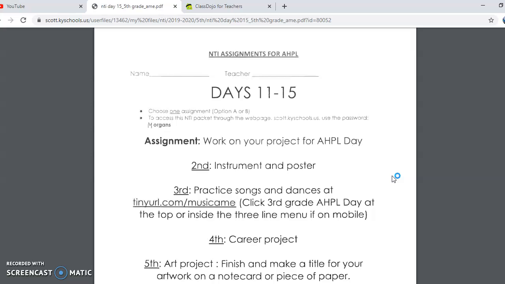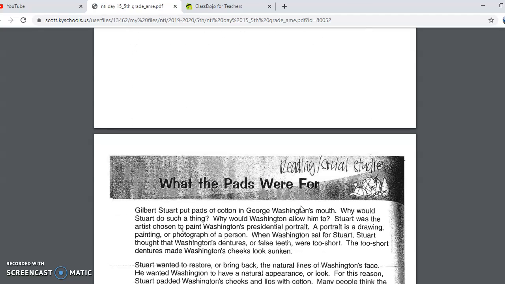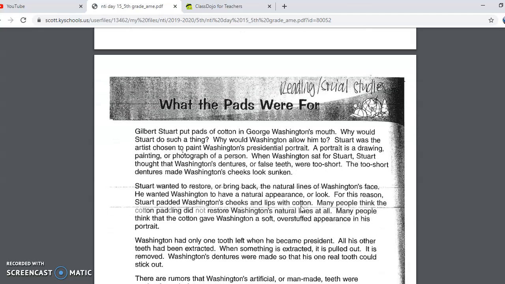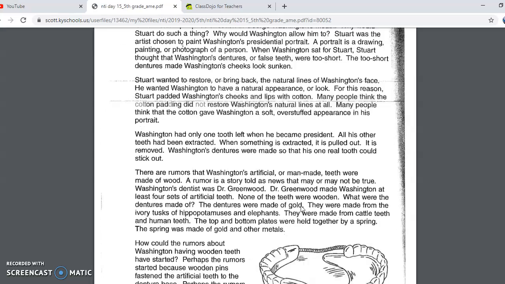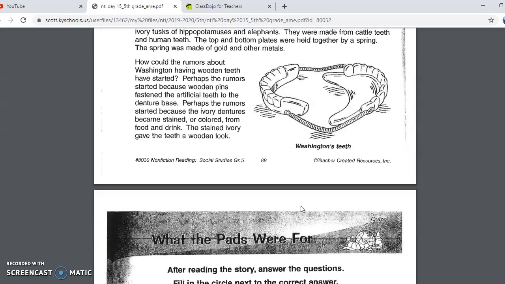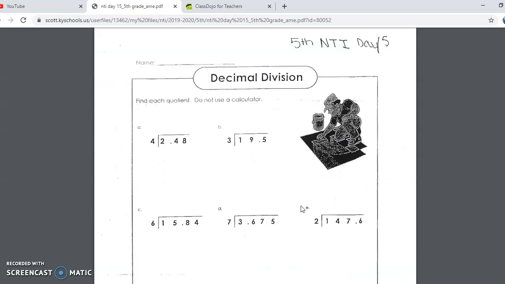Apples, this is the last day of this, so you should have your page completed for your art project. Make sure you finish it and make a good title for your artwork on a note card or piece of paper. Okay, then for reading and social studies, you have what the pads were for, and this is actually about George Washington's teeth. So that's kind of fun. You've got your questions you need to answer for that. And then you get to your math.